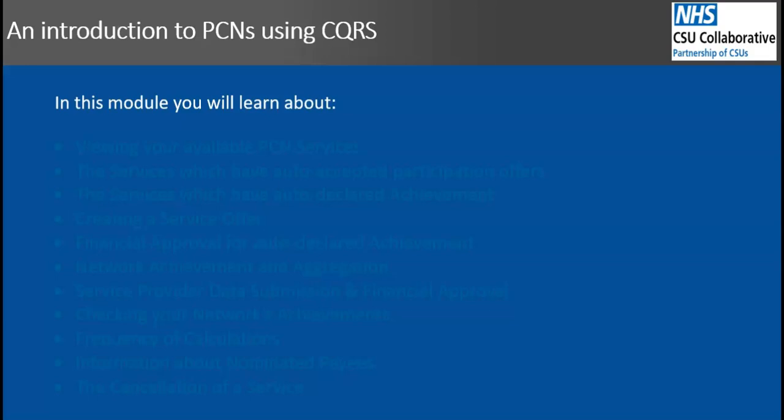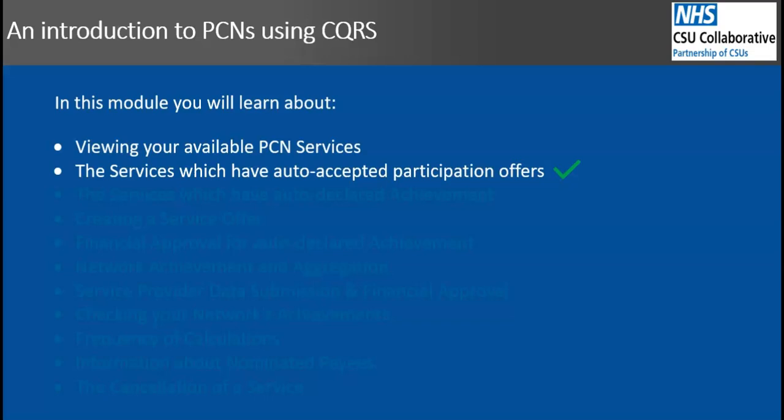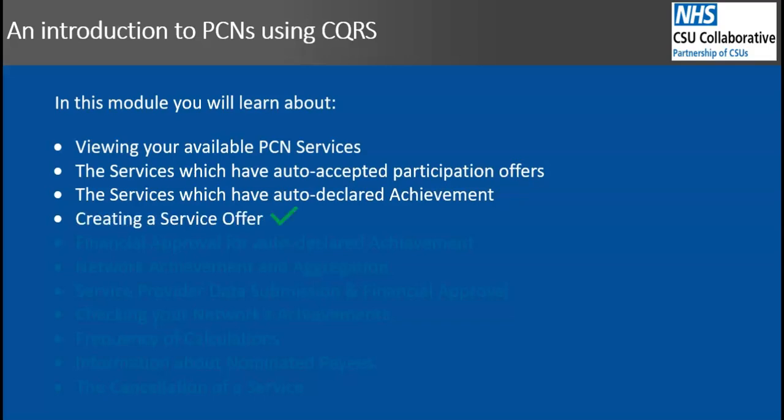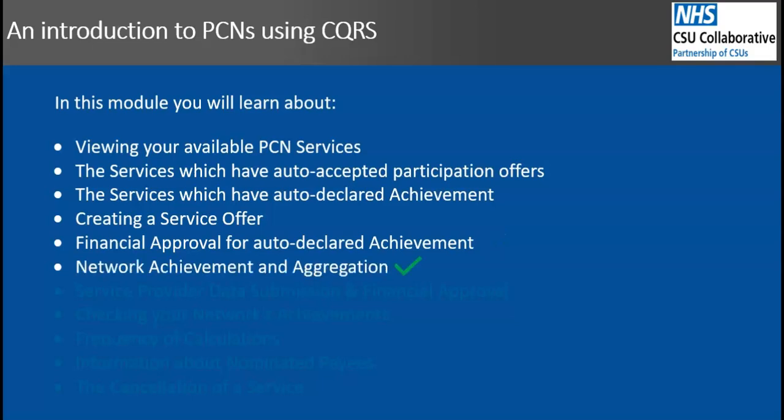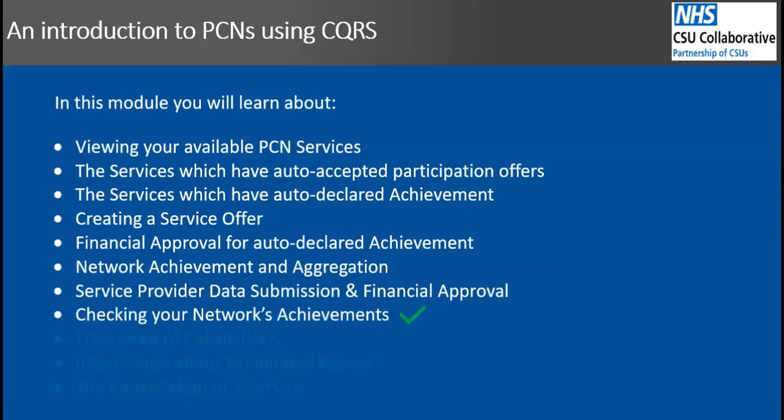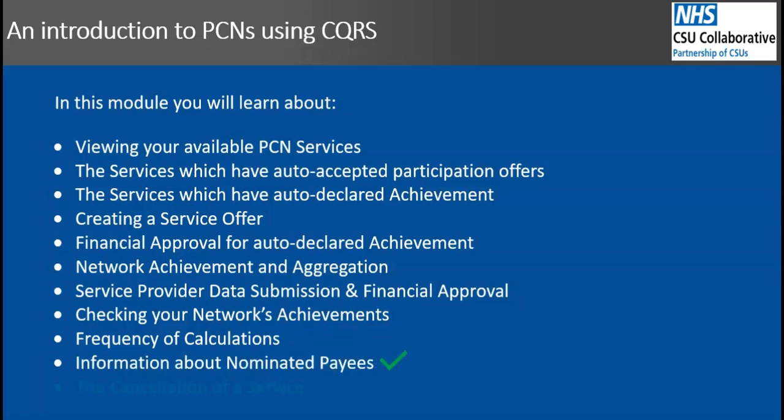In this module, you will learn about viewing your available PCN services, the services which have auto-accepted participation offers, the services which have auto-declared achievement, creating a service offer, financial approval for auto-declared achievement, network achievement and aggregation, service provider data submission and financial approval, checking your network's achievements, frequency of calculations, information about nominated payees, and lastly, the cancellation of a service.